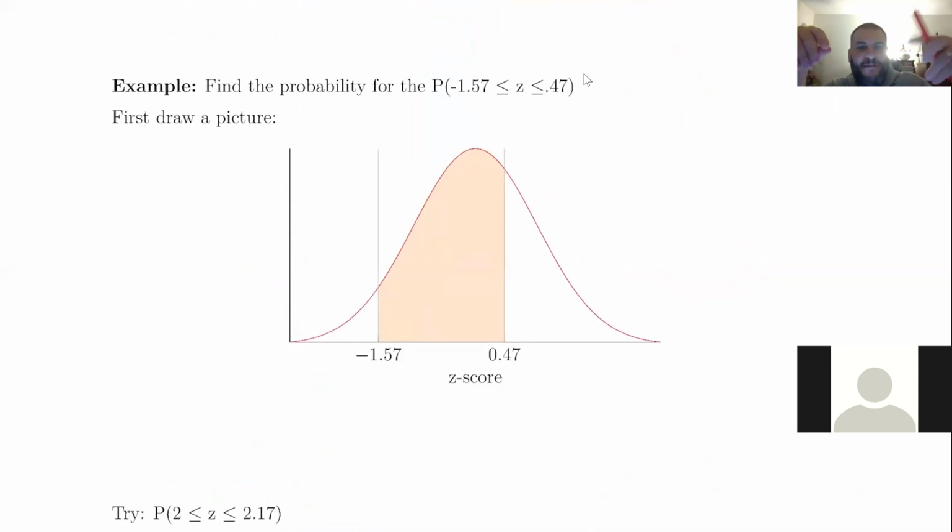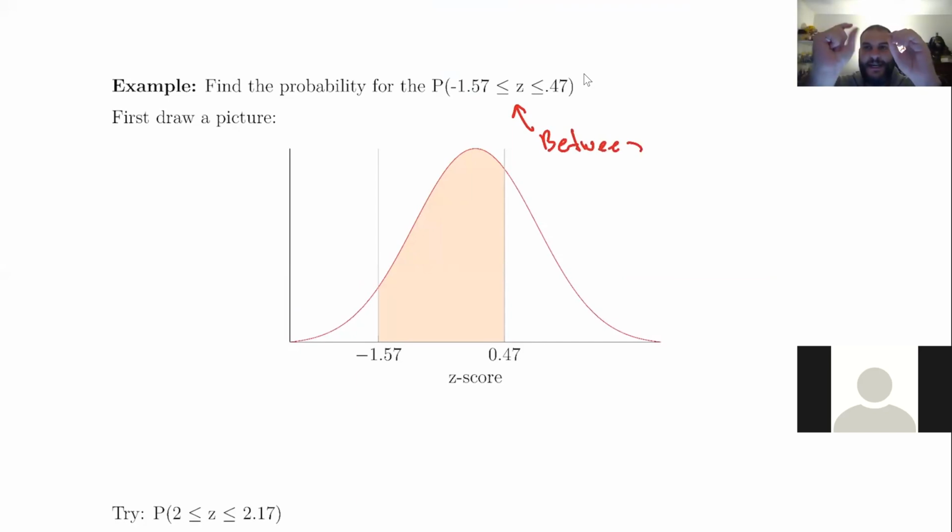All right, so up next, we're going to switch it up a little bit. Now we're going to do probability when we don't want just the left side or the right side, we want a middle portion. For this one, it says find the probability P of negative 1.57 is less than or equal to Z, which is less than or equal to 0.47. So anytime we have it like this, that means between.